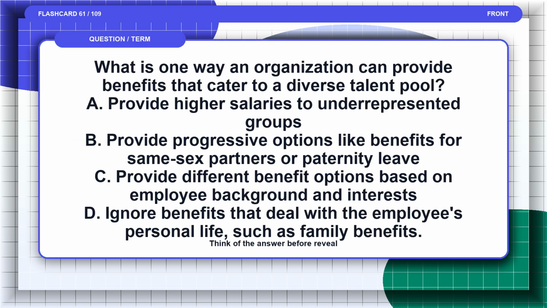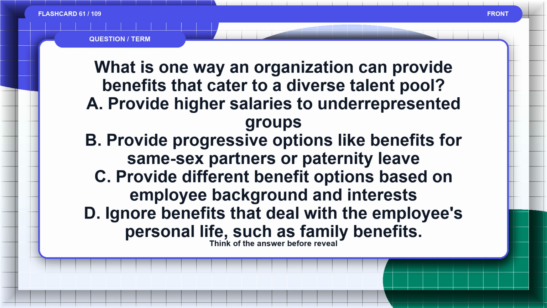Flashcard 61. What is one way an organization can provide benefits that cater to a diverse talent pool? A. Provide higher salaries to underrepresented groups. B. Provide progressive options like benefits for same-sex partners or paternity leave.